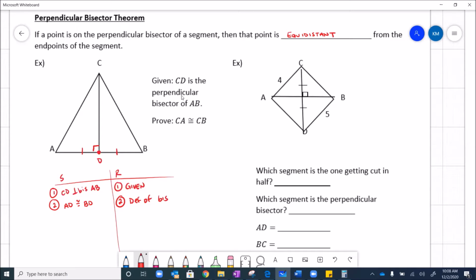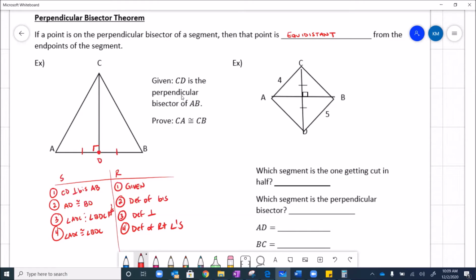And I'm going to say that angle ADC and angle BDC are right angles, okay? Definition of perpendicular. And then I'm going to say that angle ADC is congruent to angle BDC. Okay, definition of right angles. All right. Whew. All right, so all that from the given.